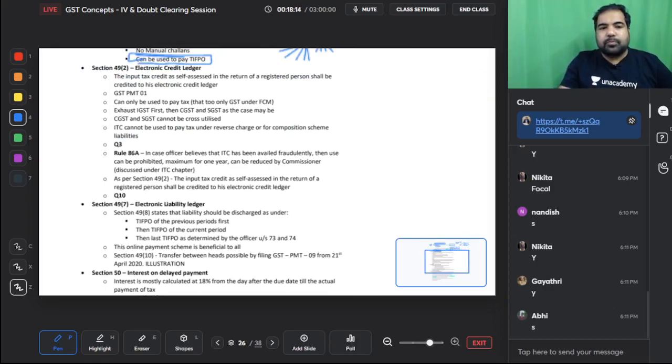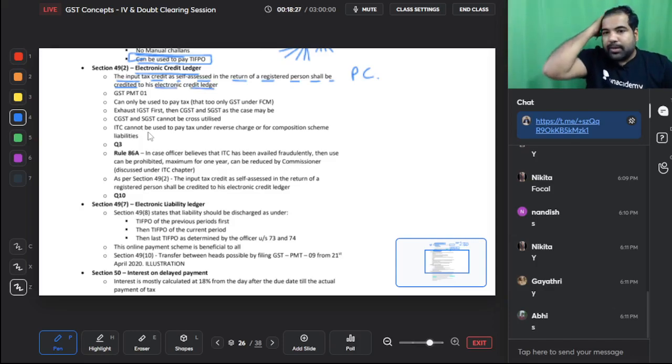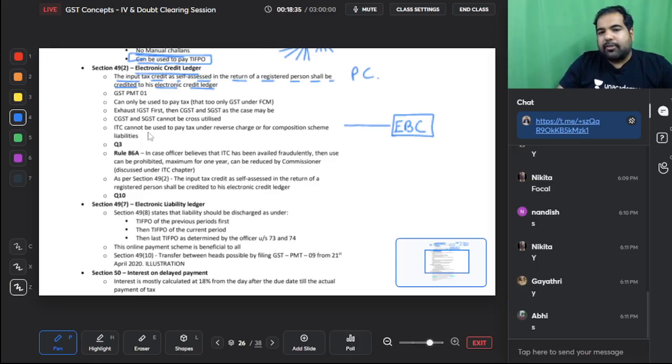Next is the credit ledger. Guys, purchases gives you credit. The input tax credit as self-assessed in the return of a registered person shall be credited to his electronic credit ledger. What I mean by this is, electric bike company, and they are saying that they have purchased some batteries, invoice number 123, and they are saying they want a credit of 16,000 rupees.